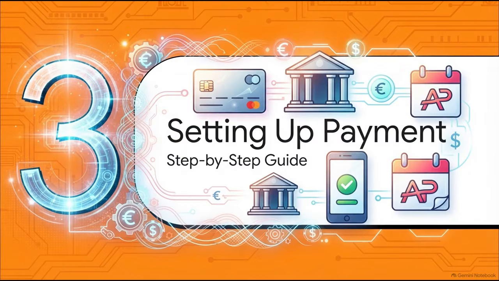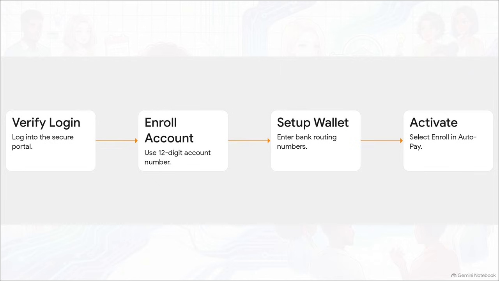All right, Section 3, Setting Up Your Payment, a step-by-step configuration. So let's actually get this set up. Here is your chronological roadmap for the web portal. Step 1, verify your identity by logging into the secure online portal. Oh, and quick aside, before you start, please remember to secure your account with a strong, unique password and enable 2-factor authentication if it's available. Protecting your financial data is absolutely critical.